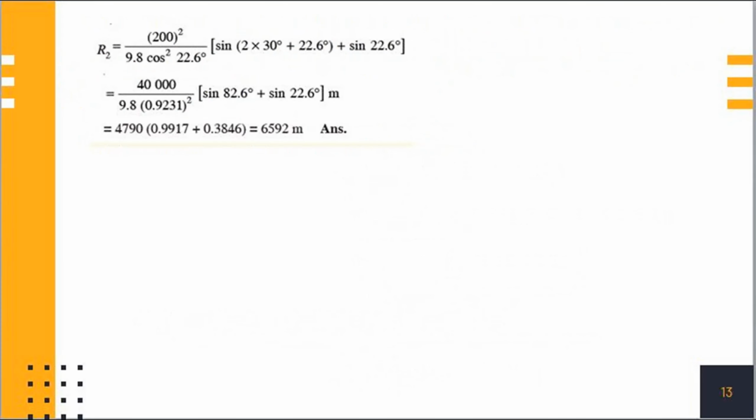Therefore, the answer of this problem: the range on the plane if the shot is fired up the plane, R1, is equal to 1066 meters, and the range on the plane if the shot is fired down the plane, R2, is equal to 6592 meters.